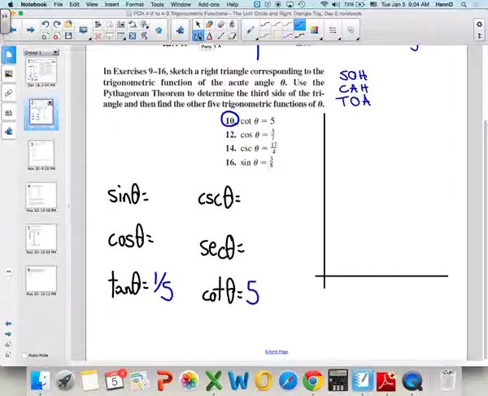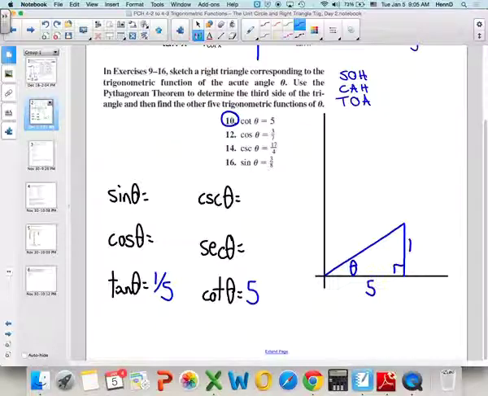Tangent equals what over what? Opposite over adjacent. So opposite is 1, adjacent 5. Very good. So here I have this triangle. It would look something like this. Opposite must be 1 and the adjacent could be 5. Now, we know that in reality the opposite could be 2 and the adjacent could be 10 or something like that, as long as they have the ratio of 1 to 5. But it doesn't matter when it comes to trig functions because the angle will stay the same.